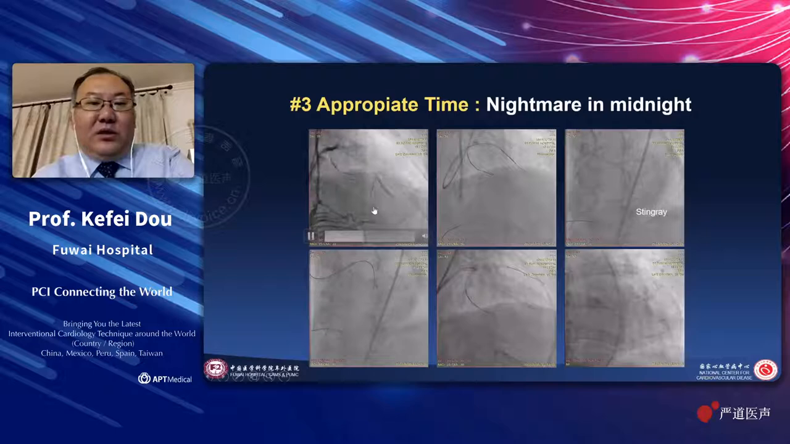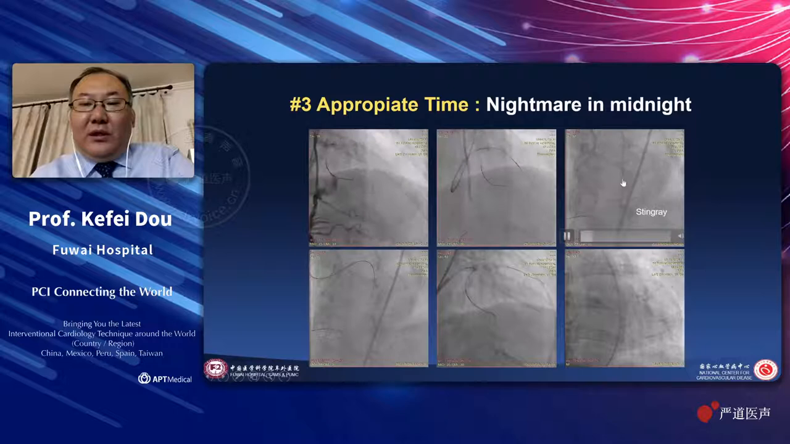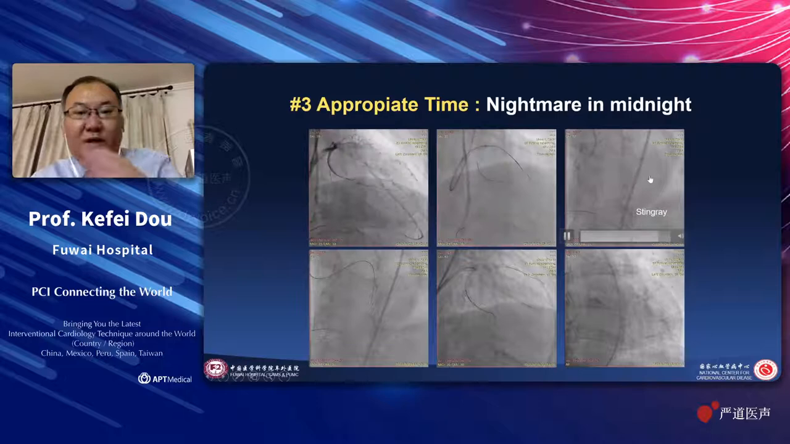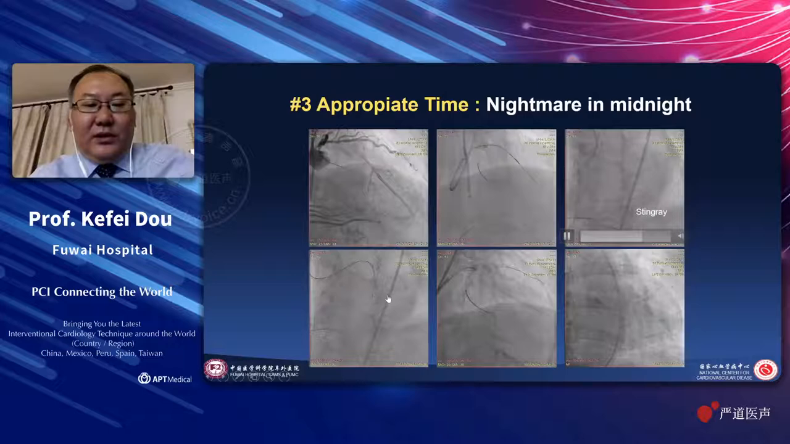I used the wire to cross the CTO, but got into the subintimal space. I used the Stingray, but because it was midnight, I didn't notice that the Stingray balloon didn't engage with the main vessel. And I used the Stingray wire to puncture. You know what will happen? And you can see the perforation here.